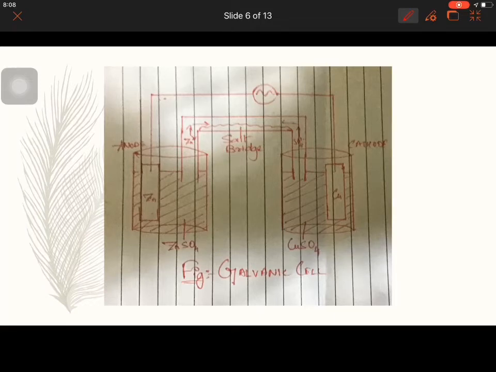But still, with the help of the major contributions of Alessandro Volta and Luigi Galvani, the galvanic cell was made. So what is a galvanic cell? A galvanic cell, or voltaic cell, basically has two components: the first one is the negatively charged anode and the second one is the positively charged cathode.